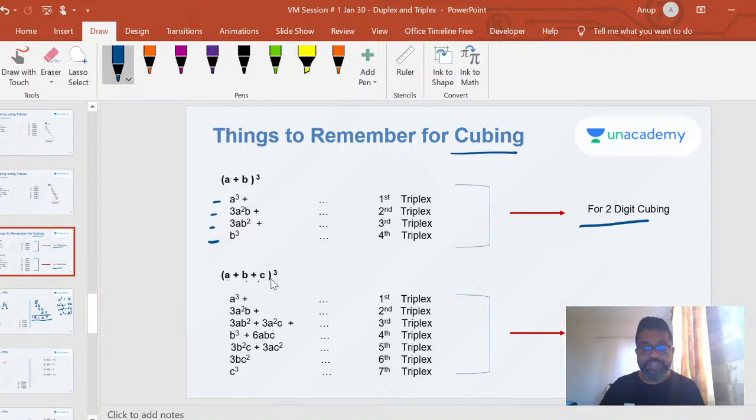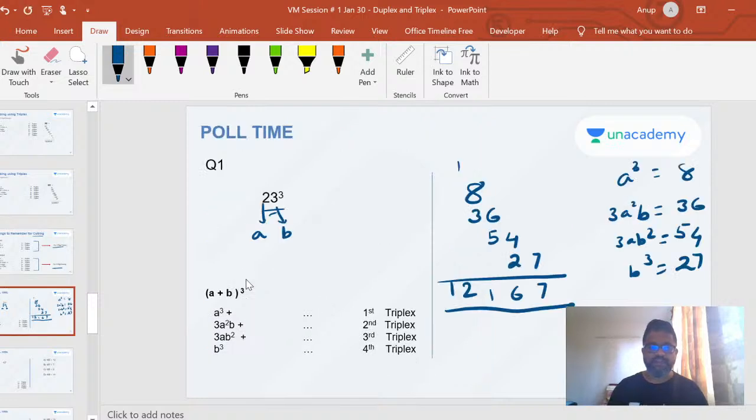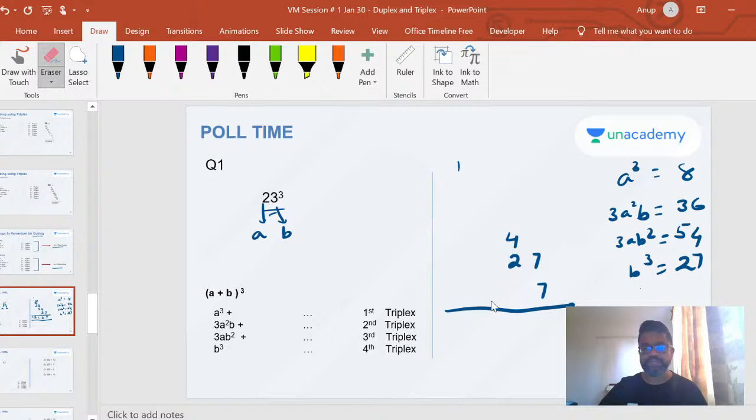If it's a three-digit cubing, you need to go all the way to find at least 7 triplexes to add them out. Initially it might sound a little complicated, but over a period of time it gets easy. Trust me, 2-digit and 3-digit is manageable. 4-digit might be a little complicated, but if you understand the pattern and keep practicing over a period of time, it gets better. Maybe I have to do this problem again because the screen share didn't come up.